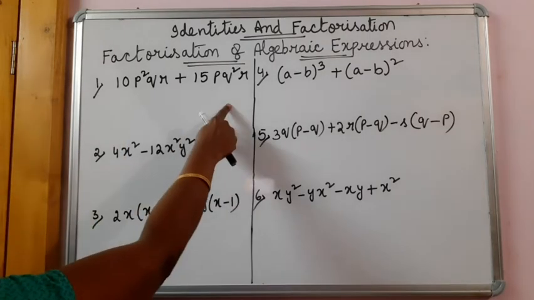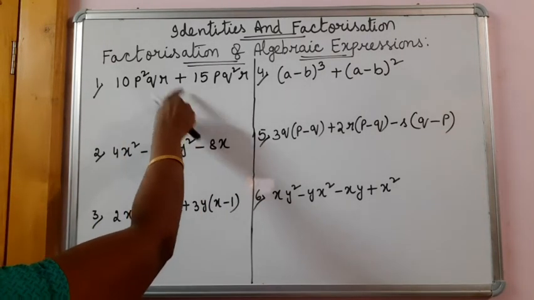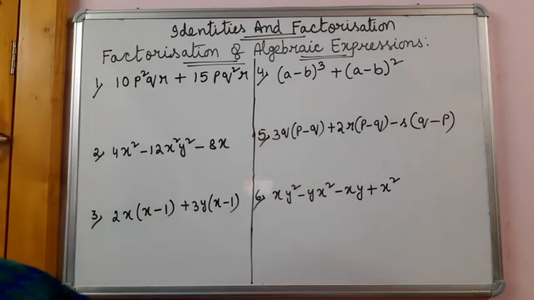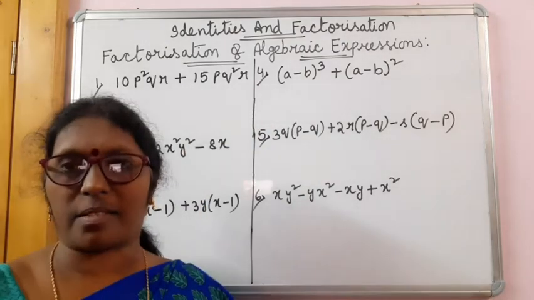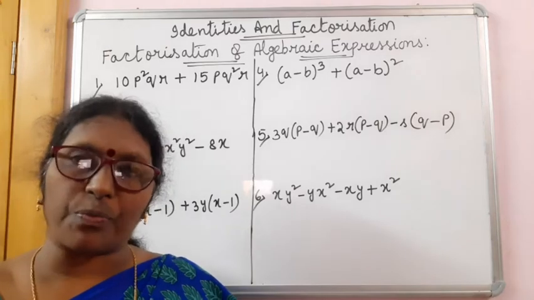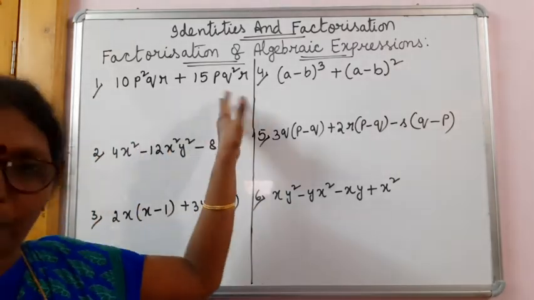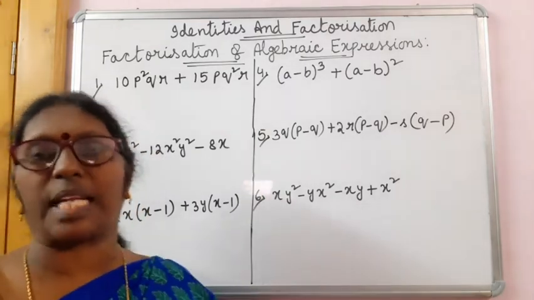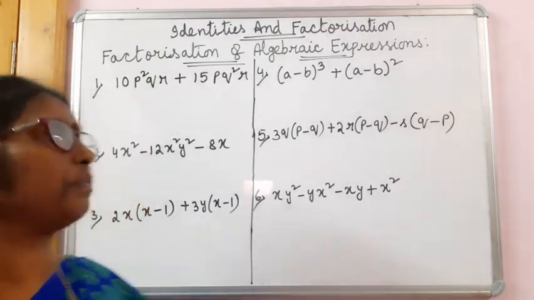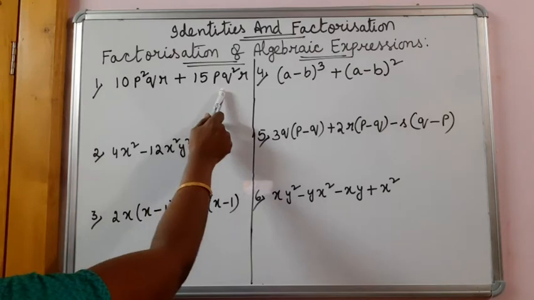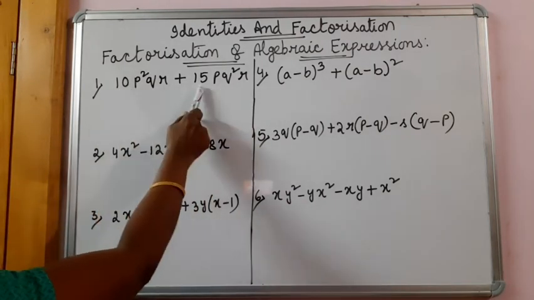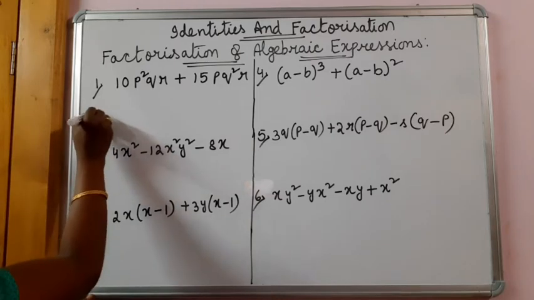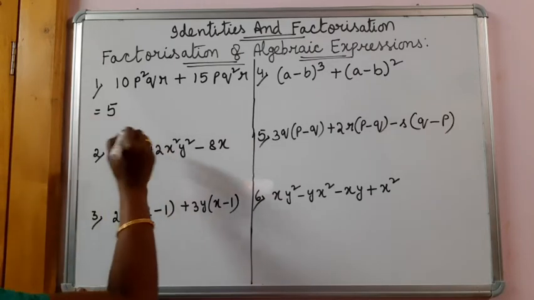Two terms are given. When we want to factorize the given expression, the first thing we have to see is what is the common factor from all the terms of the given expression. Here only two terms are there, 10 and 15. 5 2s are 10, 5 3s are 15. As we see, we can know that 5 is a factor.